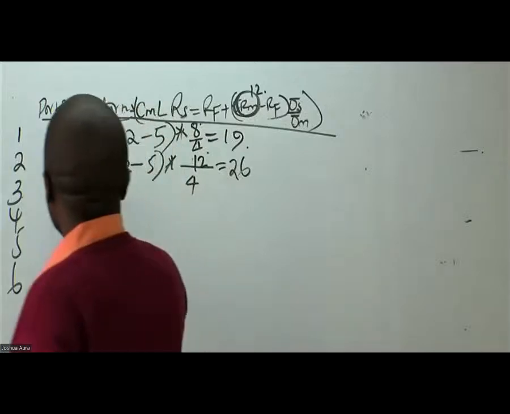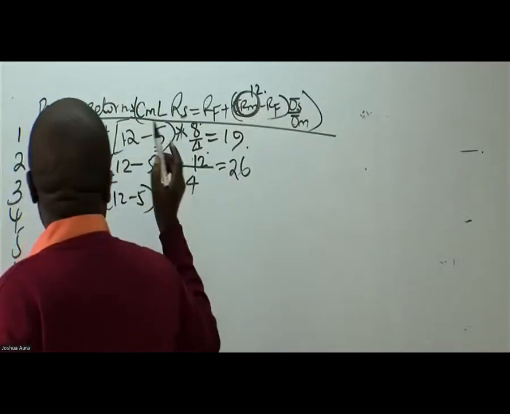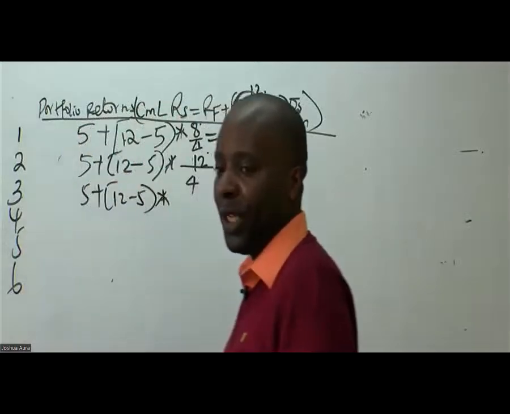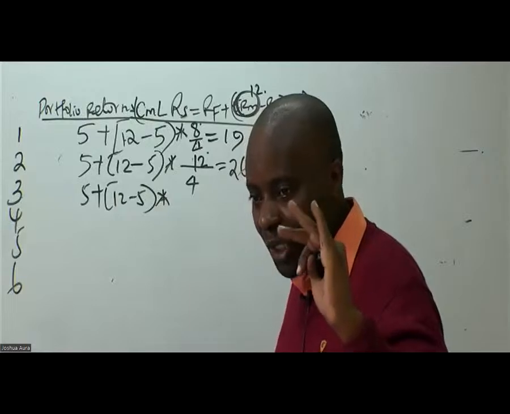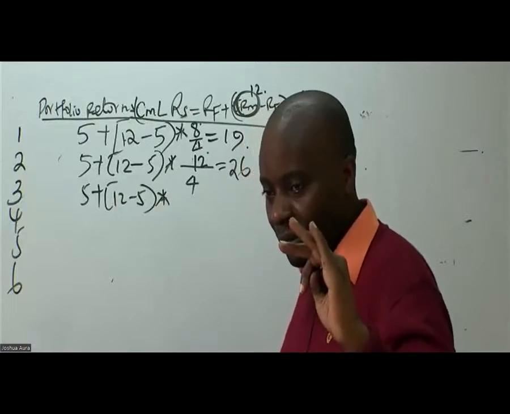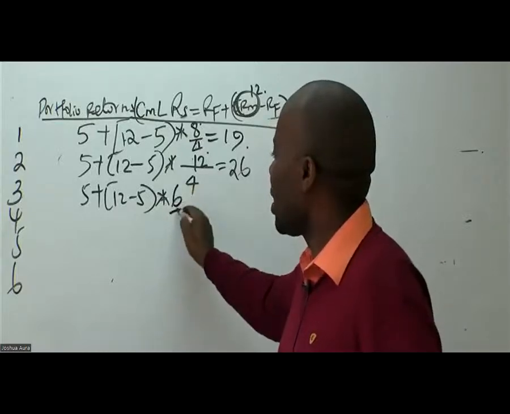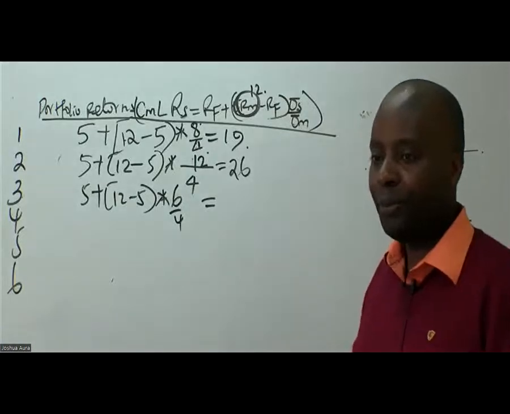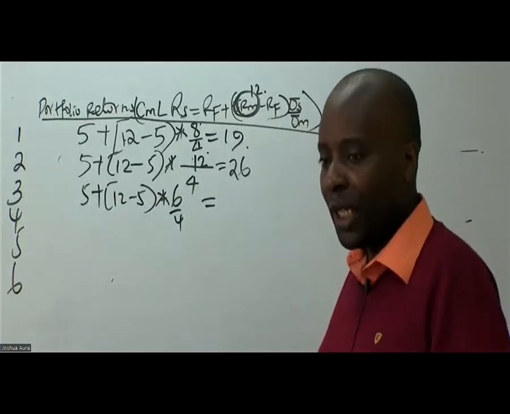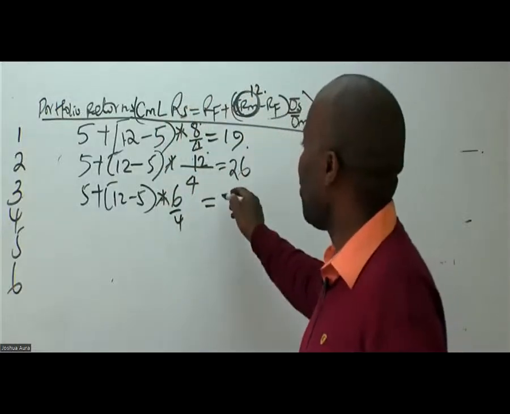For portfolio number 3, we have 5 plus 12 minus 5 times the standard deviation of portfolio 3. It is 6, so 6 divided by 4. Then at the end of the day, what figure will I end up getting? Lily tells me 15.5. Thank you so much.